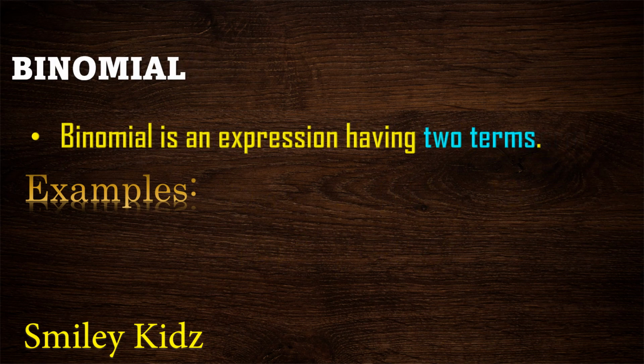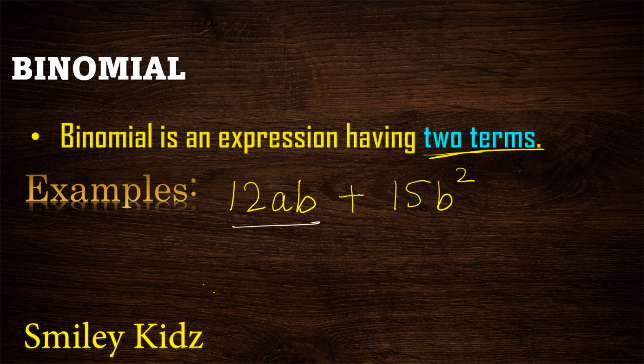What about binomial? Binomial is an expression having two terms. Let me give you a few examples. Let's say I have 12ab plus 15b square. This is consisting of two terms. First term is 12ab and second term is 15b square. So we have two terms which are connected by an operator. This expression is termed to be as a binomial.